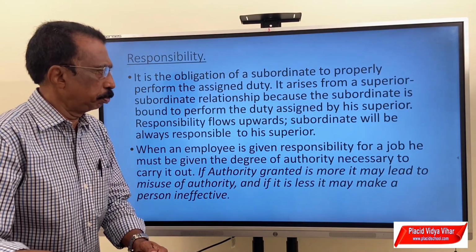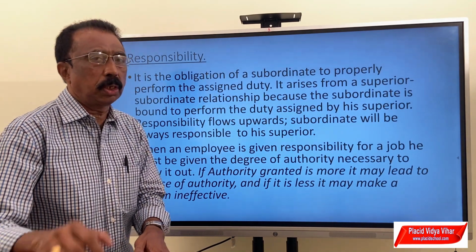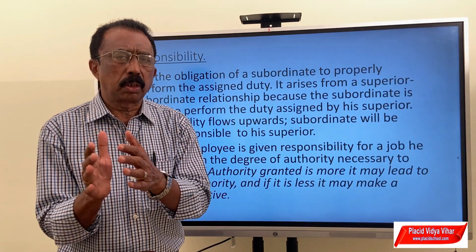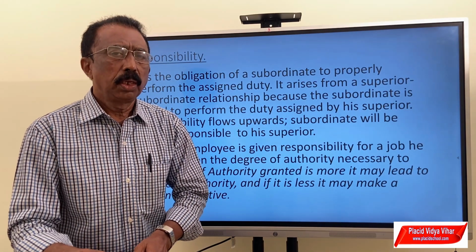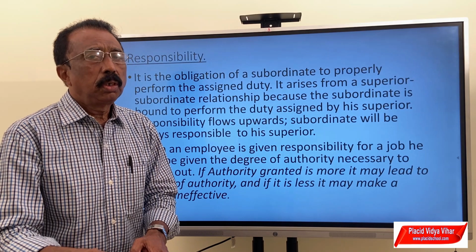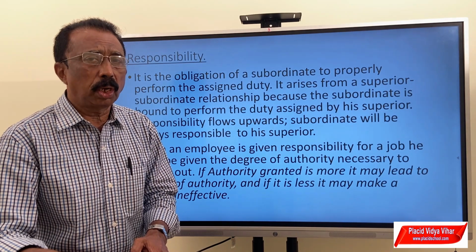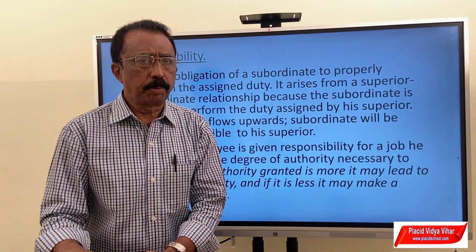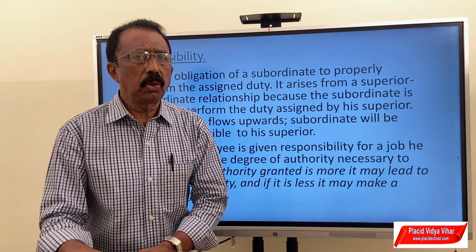When an employee is given responsibility for a job, he must be given the degree of authority necessary to carry it out. Now this point is very important. Between authority and responsibility, when somebody is given the responsibility, he must be given equal authority. Simple example, I am coming to your class to teach your business studies. So, when I am given the responsibility of teaching, principal has to give me equal authority to maintain discipline. As you know, to take the class, I have to maintain discipline. So, I must be given the authority to take action if anybody is creating any problem.